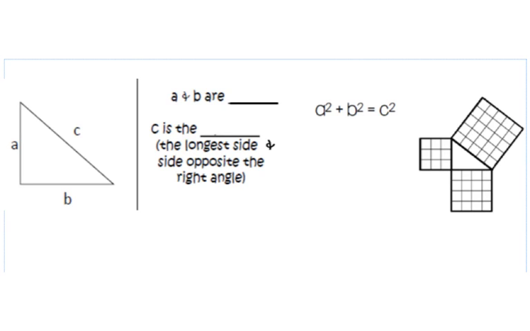All right, so for example, a and b are legs, and c is the hypotenuse. And so the hypotenuse is always going to be opposite the right angle, on the opposite side. It's also always going to be the longest side. So if you solve one of these and the hypotenuse is not the longest side, then you know that you've messed up somewhere.